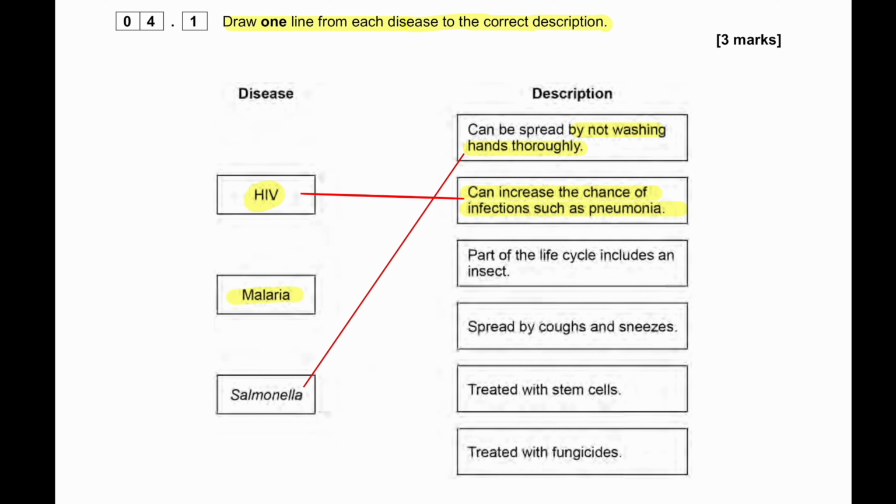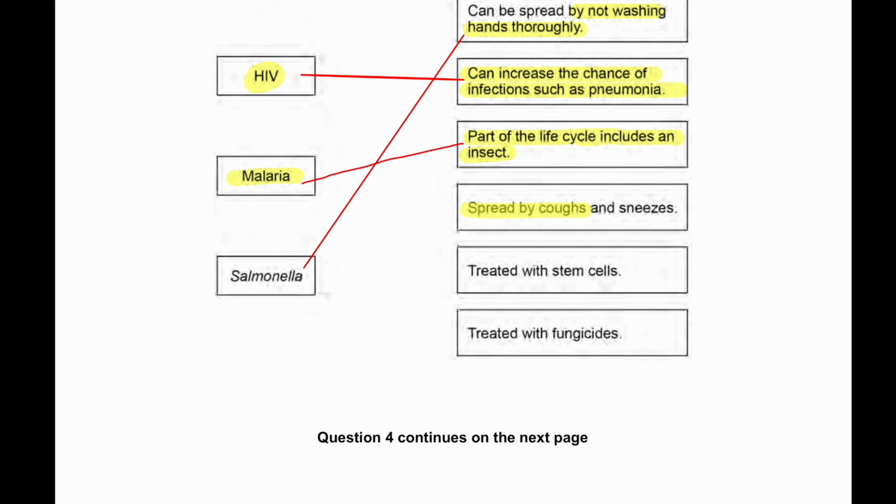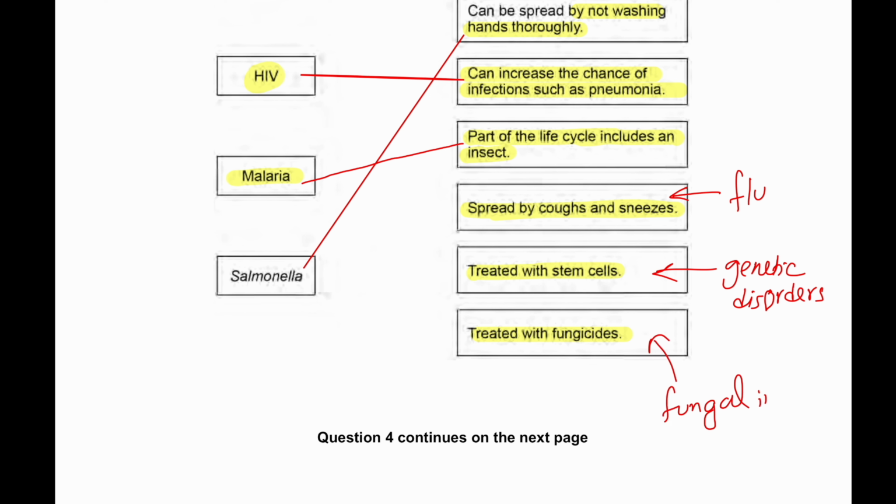Then when talking about malaria, part of the life cycle includes an insect. This is correct. Malaria includes a mosquito, a female Anopheles mosquito. Now, why are the other options not correct? It says spread by coughs and sneezes. When talking about spread by coughs and sneezes, we can talk about the common cold or flu. Treated with stem cells, these are usually genetic disorders. Treated with a fungicide must be a fungal infection.